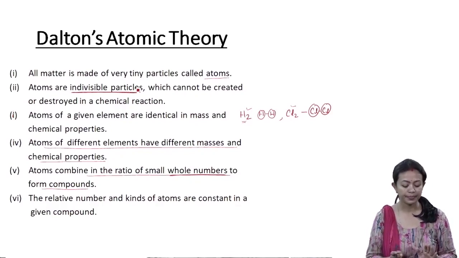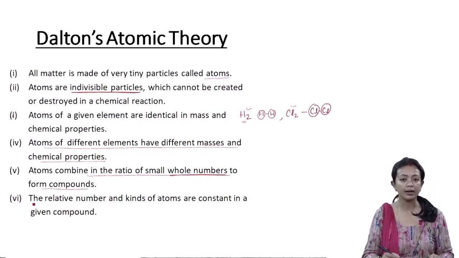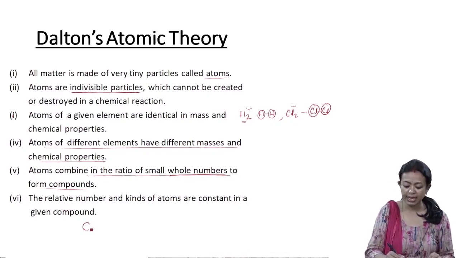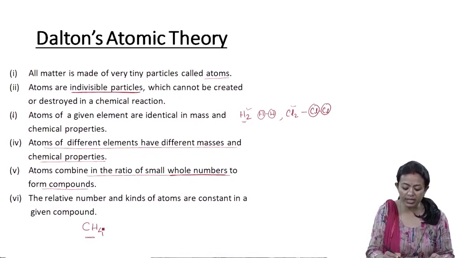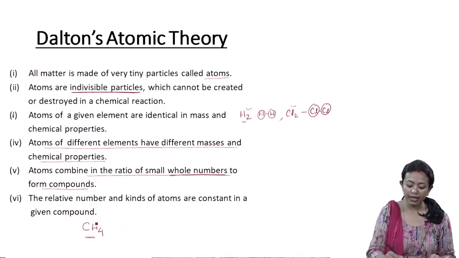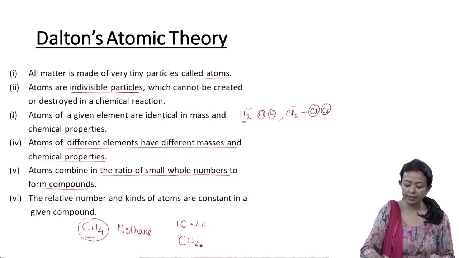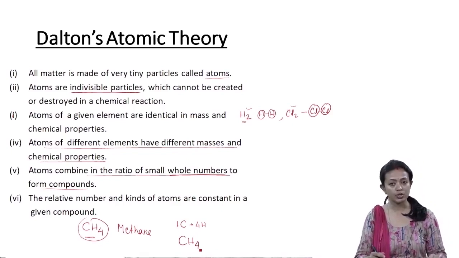We cannot have fractions. The next one, the sixth one: the relative number and kind of atoms are constant in a given compound. It is in relation to the law of constant proportion. That means if you take a particular compound, suppose I take methane, then the kind of atoms in this particular compound will always be constant. If you take a methane molecule, wherever you take it, it will always be composed of 1 carbon and 4 hydrogen, and will always have a fixed chemical formula of CH4. I hope this Dalton's atomic theory is clear to you.